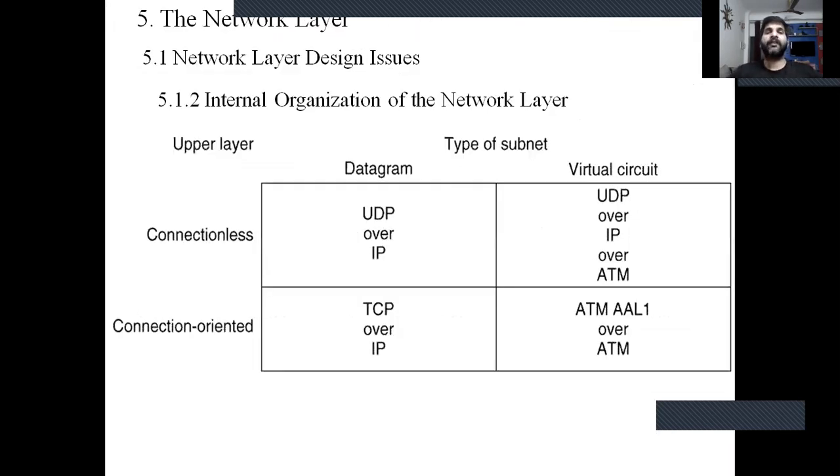Next, the internal organization of the network layer. The upper layer type of subnet is datagram or virtual circuit. For connectionless service, the datagram approach uses UDP over IP, and the virtual circuit approach uses UDP over IP over ATM. For connection-oriented service, the datagram approach uses TCP over IP, and the virtual circuit approach uses ATM AAL1 over ATM.